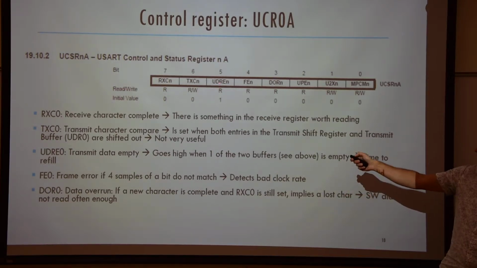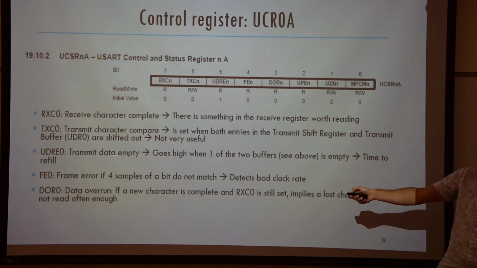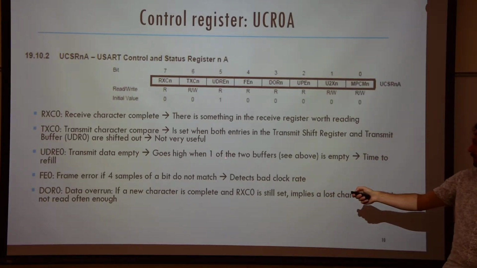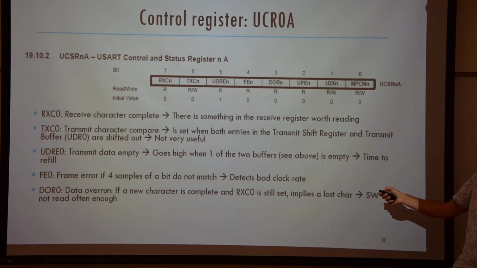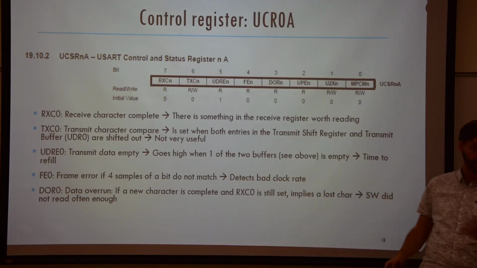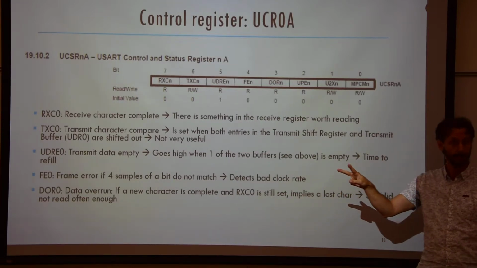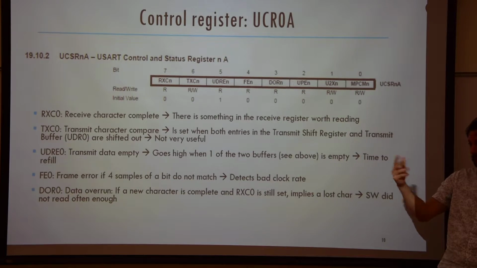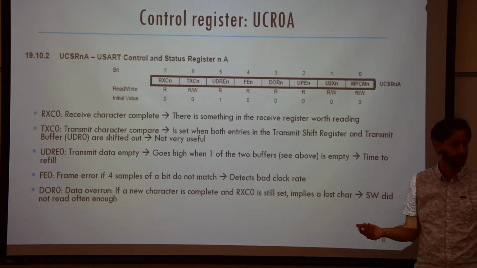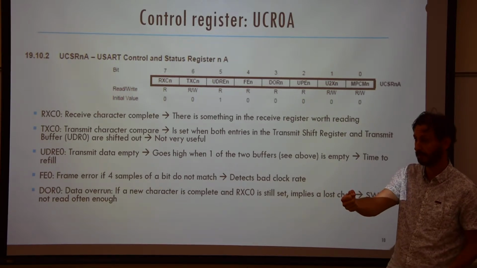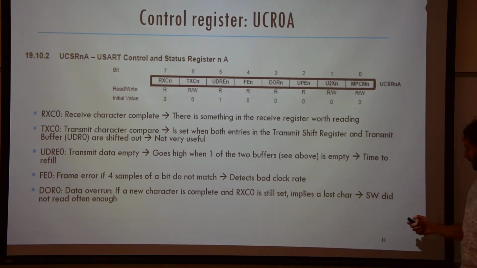It says if the bit at this position is set, transmit data is empty, and that goes high when one of the two buffers over here is empty, which means that I can already put in a character. I do not have to wait till both registers are empty, like the shift register and the transmit buffer. I'm okay if one of the two is empty, because then I can already push in a new character. So that's what I'm interested in. When that happens, it's time to refill.